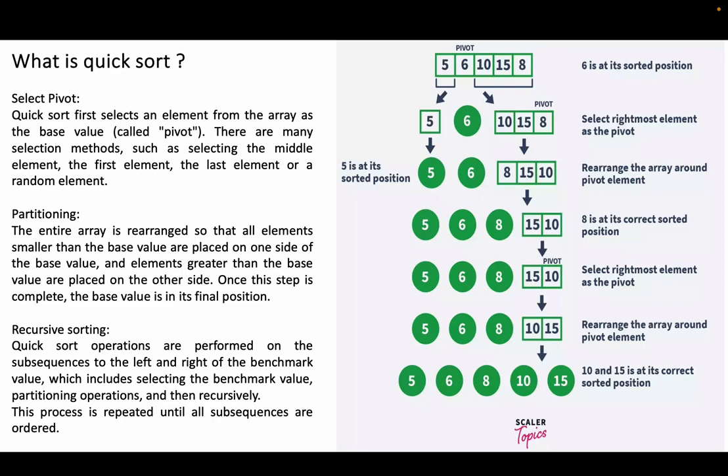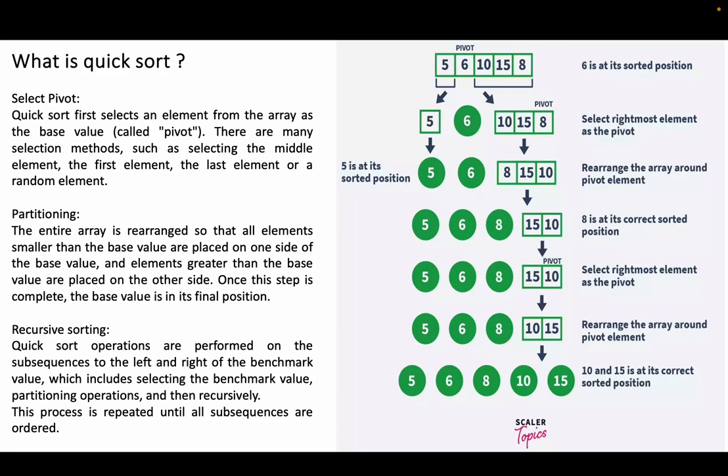QuickSort has 3 steps. One step is to select the pivot. In my program example, I set the pivot as the last element. The second step is partitioning: the entire array is rearranged so that all elements smaller than the pivot value are placed on one side of it, and elements greater than the pivot value are placed on the other side. Once this step is complete, the pivot value is in its final position.